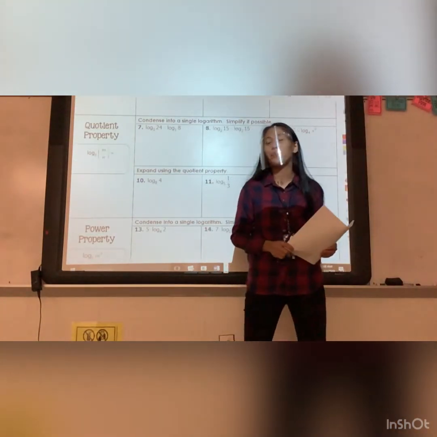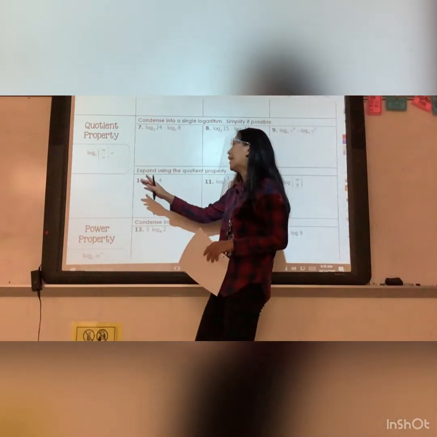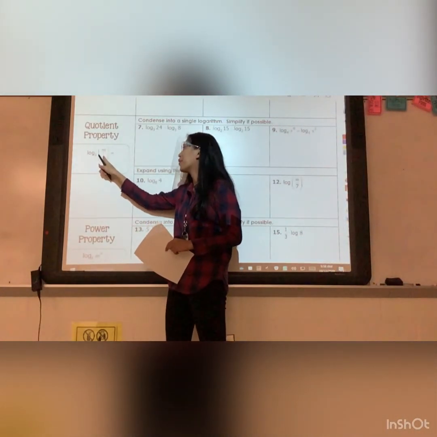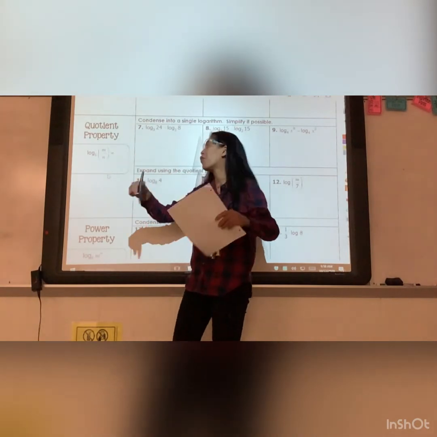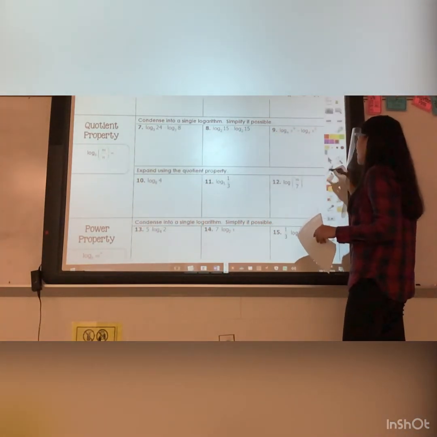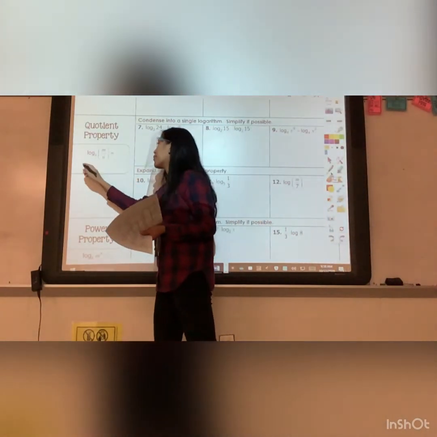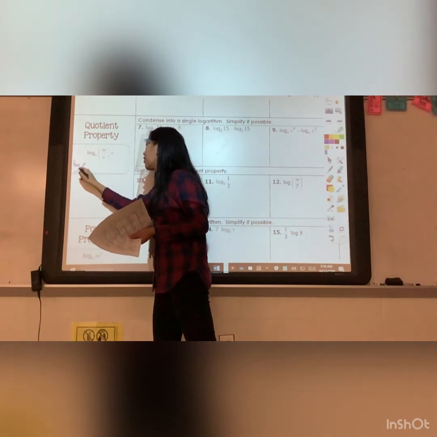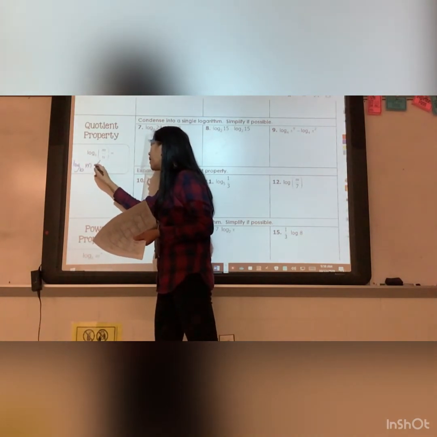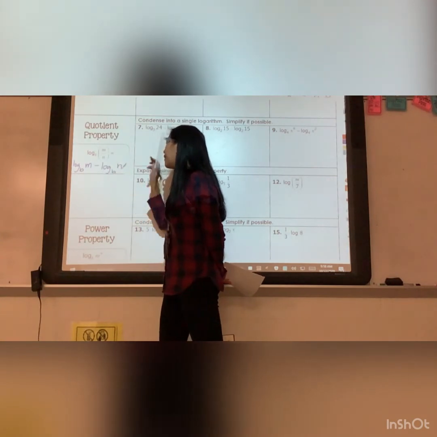For the second property, we have the quotient property. In here, we have the numerator and the denominator. So the expanded form of this will be, what is the opposite of addition? Subtraction. So you apply subtraction here. You have the log of your base of m minus the log of your base of n.